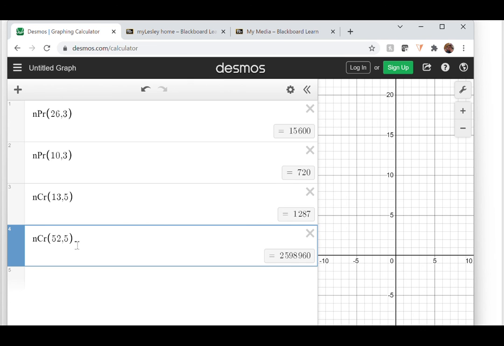And so we see there's 2,598,960 possible 5-card combinations. Or if you play poker, there's 2,598,960 possible 5-card poker hands.